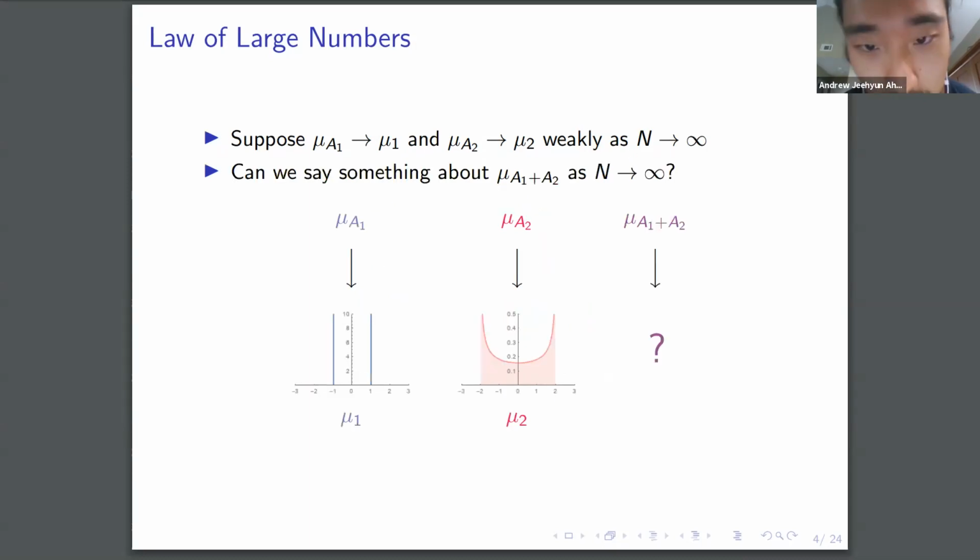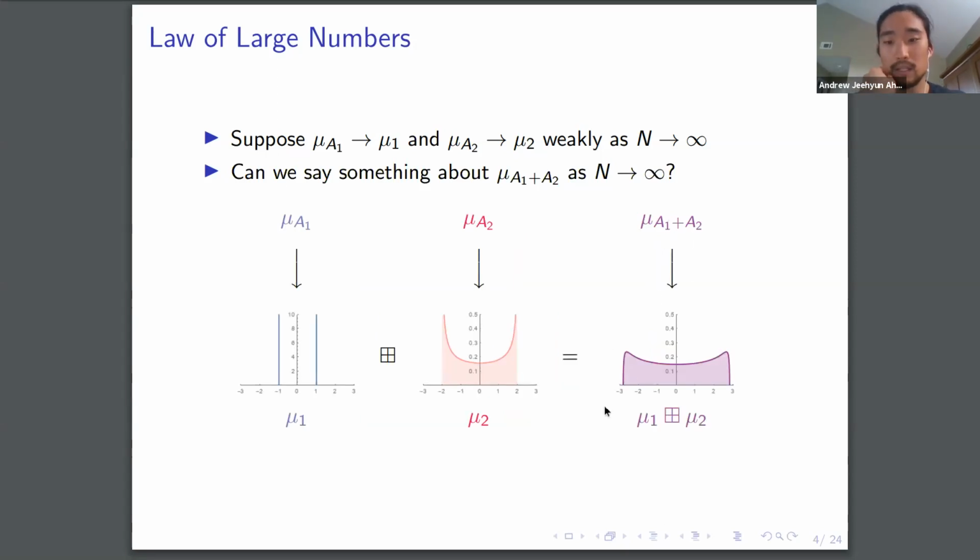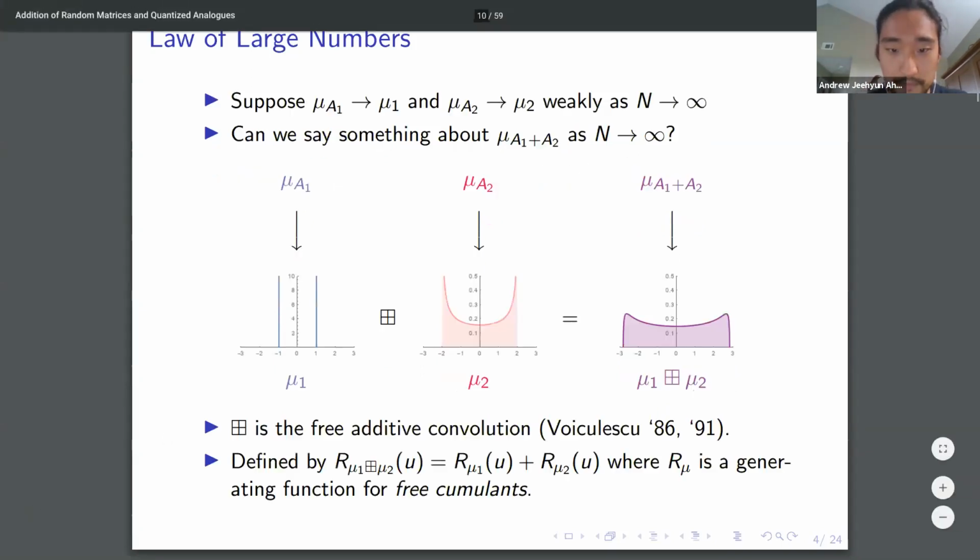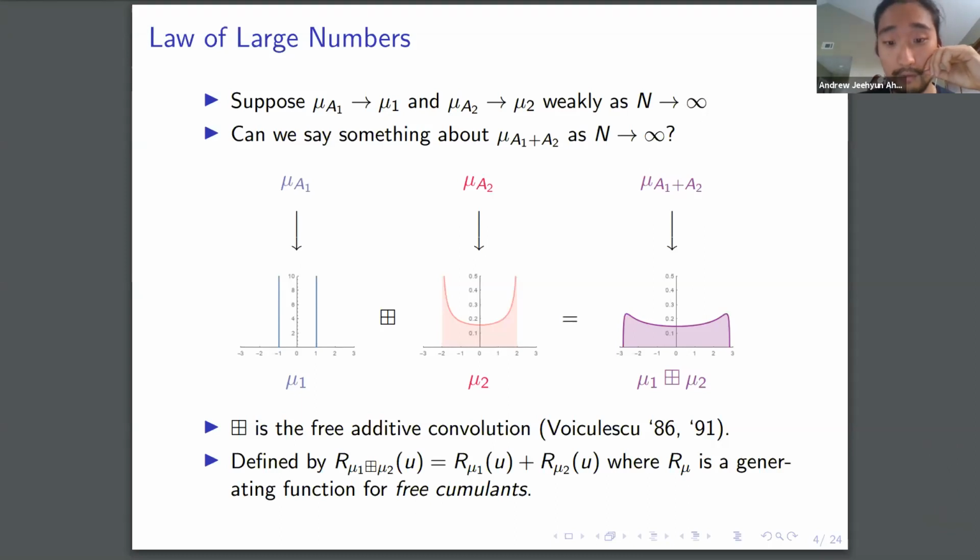Okay. So now what you can ask is, what happens to the spectral measure of A1 plus A2? How do the eigenvalues distribute? And the answer, just to be clear here, mu A1 plus A2 is going to be a random measure. And this will end up converging weakly in probability to some measure, which we denote by mu1 box plus mu2. So what is this box plus? This box plus is called the free additive convolution.